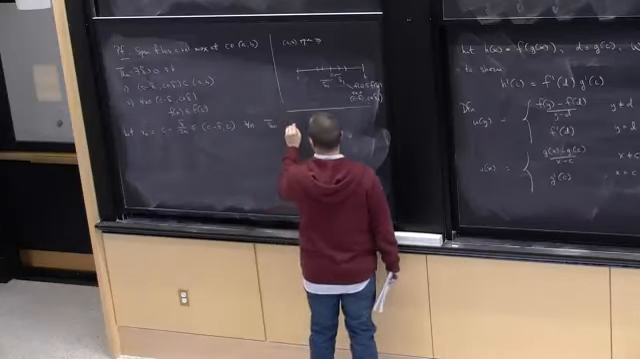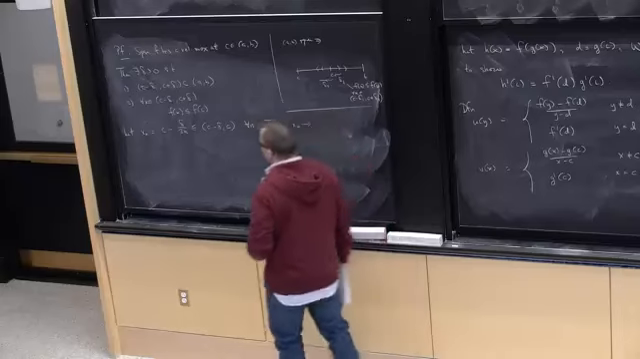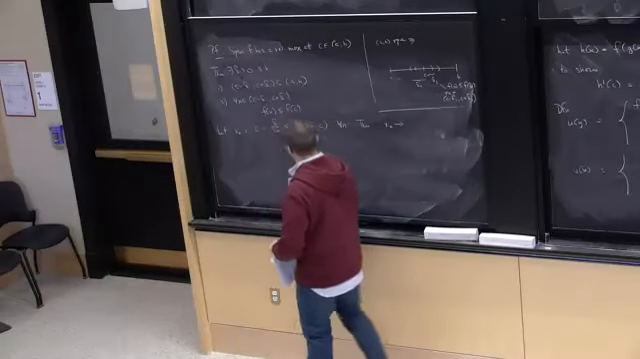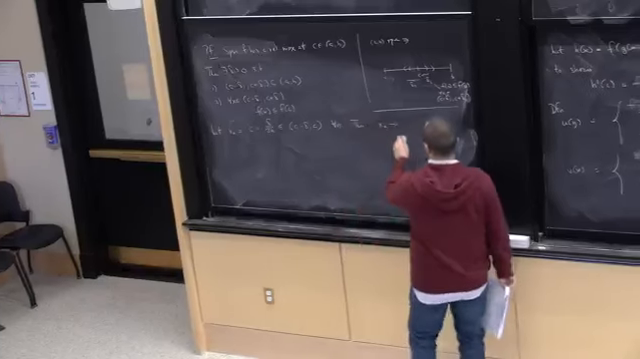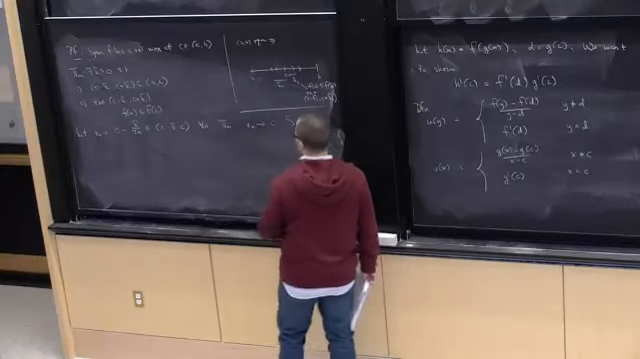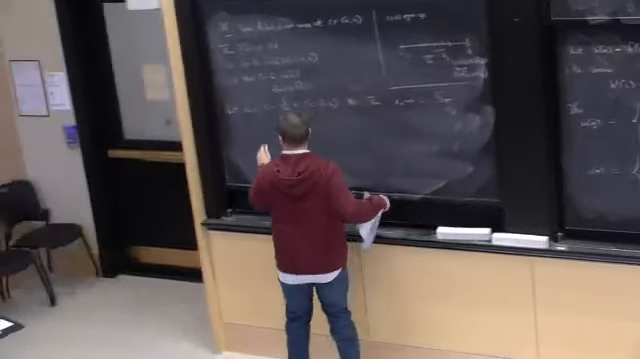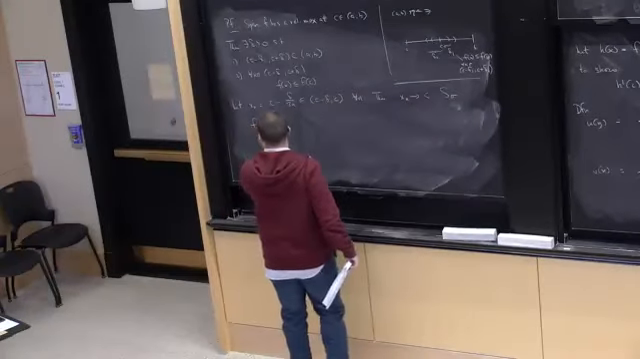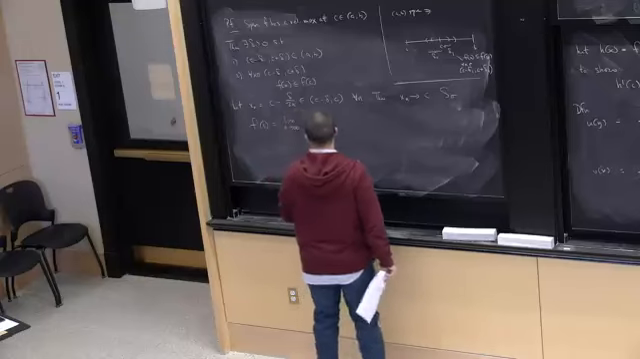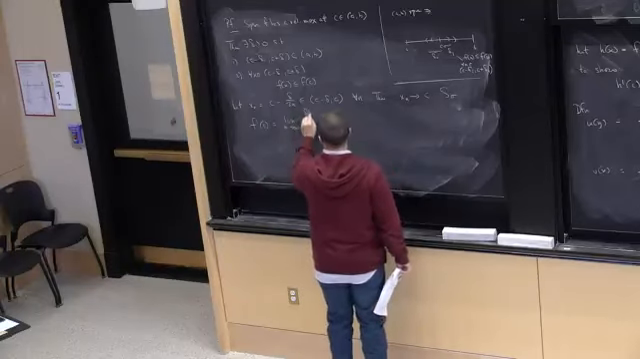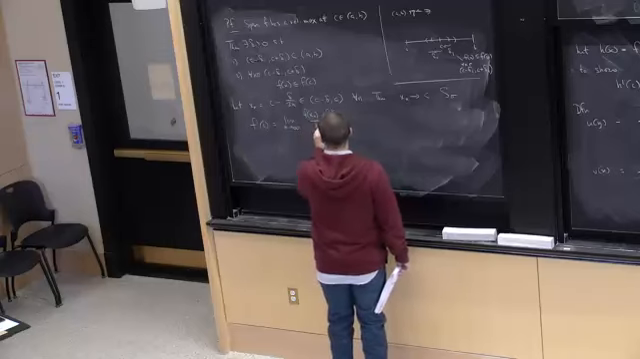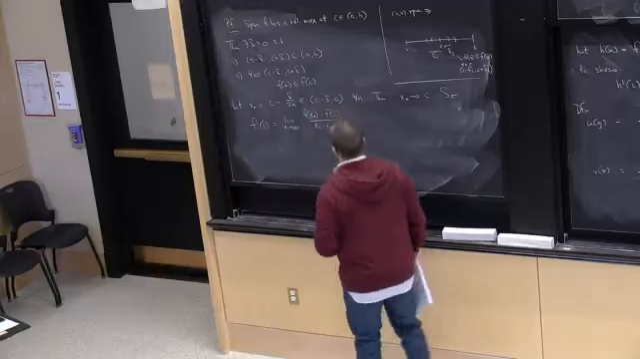Then, what do we know? x_n, the limit as n goes to infinity of c minus delta over 2n, converges to c. So the derivative at c is equal to the limit as n goes to infinity of f of x_n minus f of c over x_n minus c.